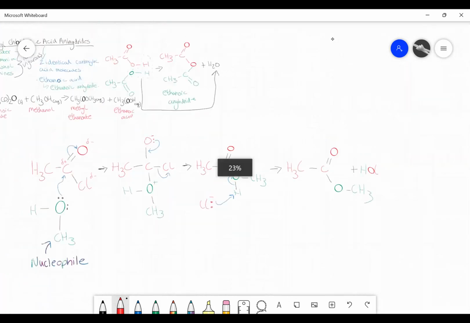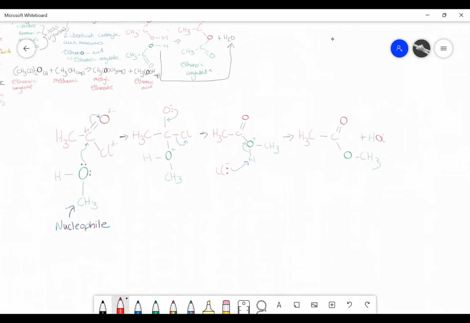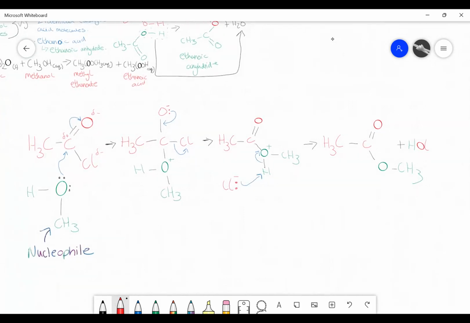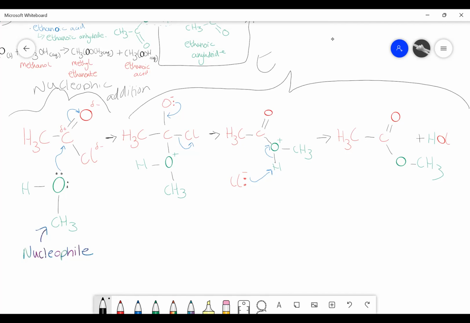So if I break it down and zoom out a bit, I'll try and get it bigger so we can actually see it. This part here is our nucleophilic addition. So that is our nucleophilic addition section. All of this is our elimination.